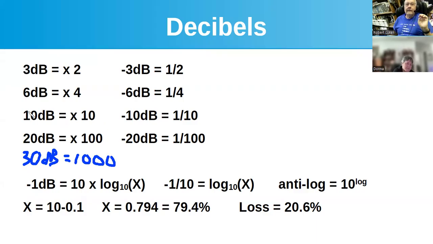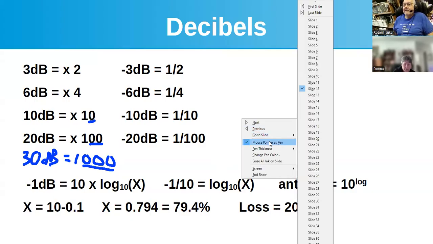If you look at these three, you notice the similarity: this one has 1 zero, this one has 2 zeros, and this one has 3 zeros. So what would 40 dB have? It has four zeros, or 10,000. See, they're not that hard if you can count right.